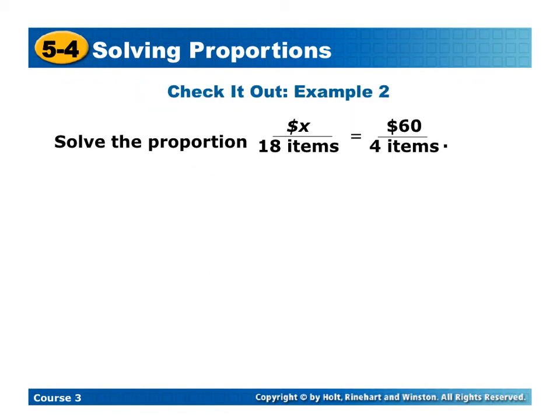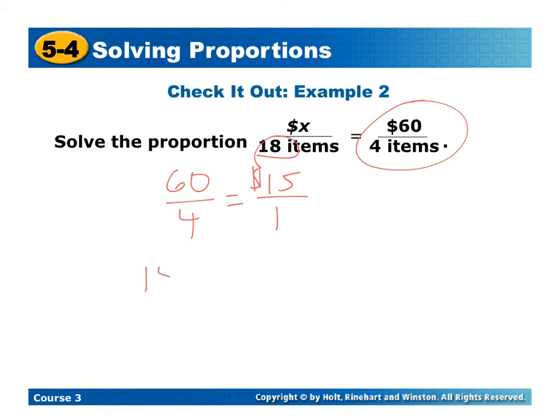Now it's your turn. Why don't you see if you can solve this one? So first we're going to start with our unit rate. So since it's 60 for 4, it's once again going to be $15 per item. This time, however, we're buying 18 items, so I'm going to take 15 times 18. And when I do that, I get $270.